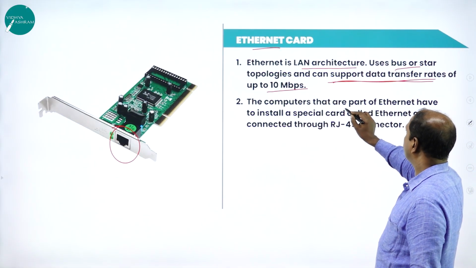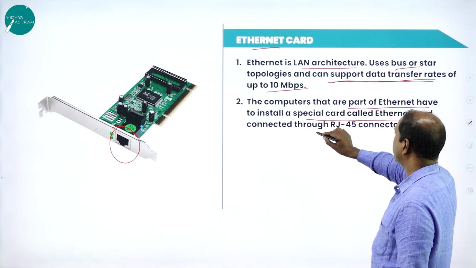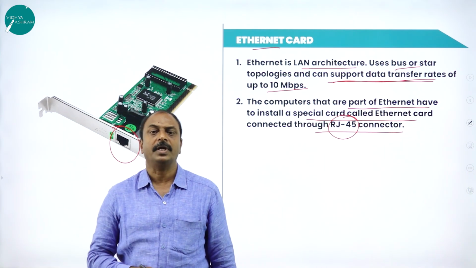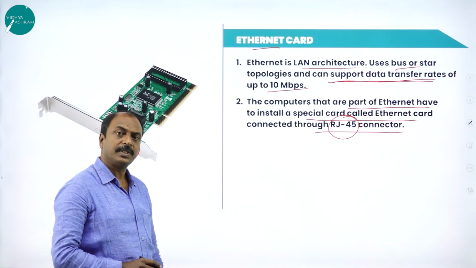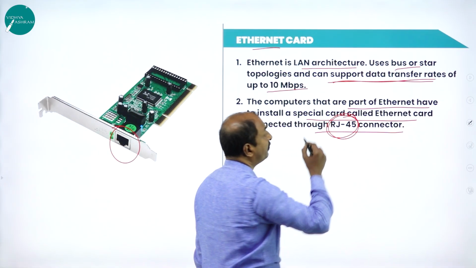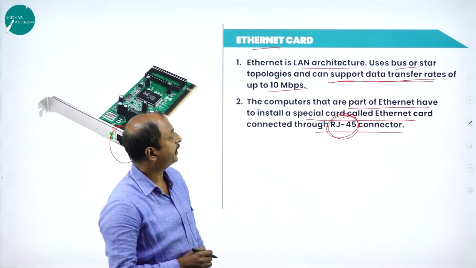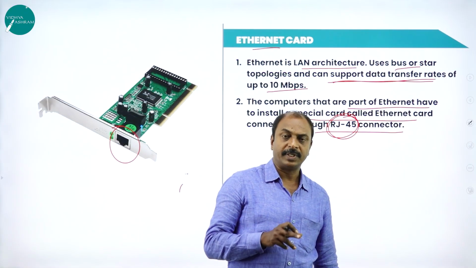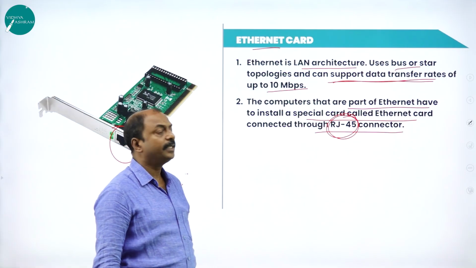The computers that are part of Ethernet have to install a special card called Ethernet card, connected through an RJ45 connector. This card has to be installed inside the computer or in the CPU, so that a computer can be connected to the computer network. The connector is called RJ45 connector. This is the interface, the port, and the RJ45 connector is used to connect computer cables to a computer network. This is another device called Ethernet card.